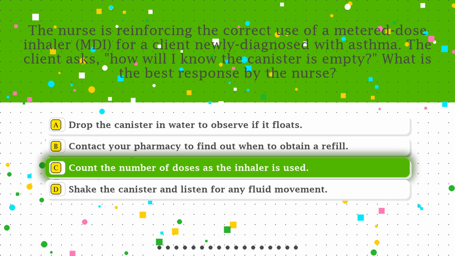The correct answer is option C. Count the number of doses as the inhaler is used.